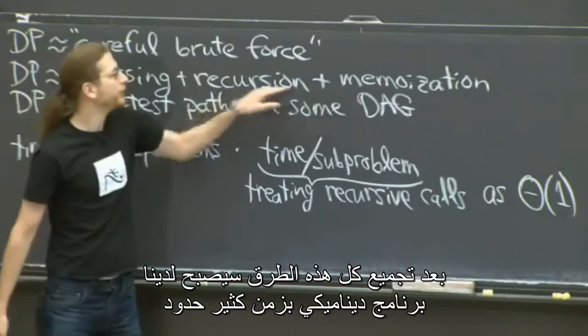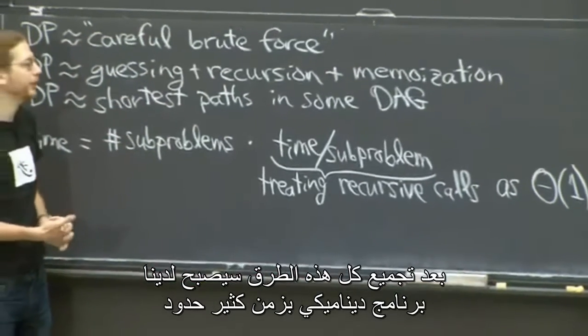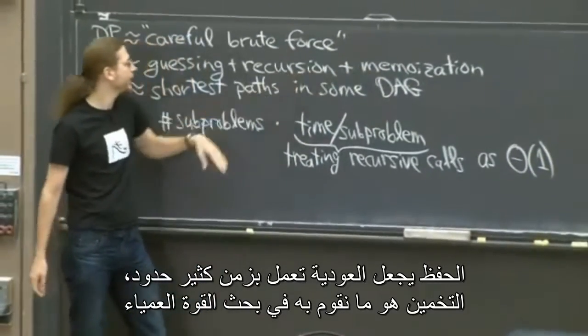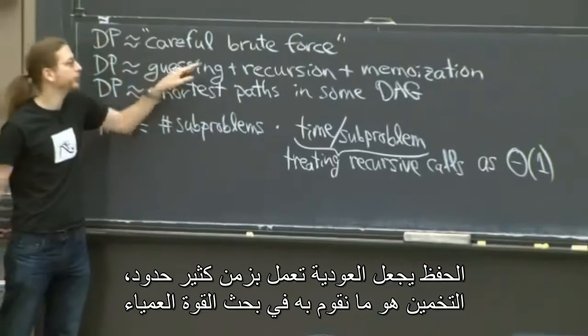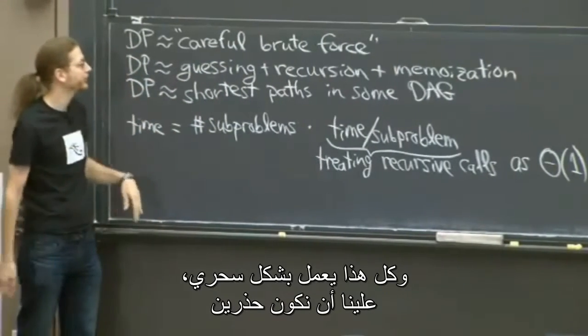All these techniques together give you typically a polynomial time dynamic program, when they work, of course. The memoization makes the recursion polynomial time. The guessing is what is doing a brute force search. And magically, it all works if you're careful.